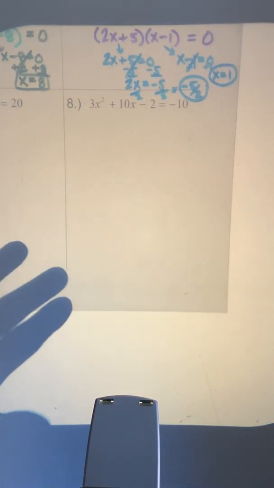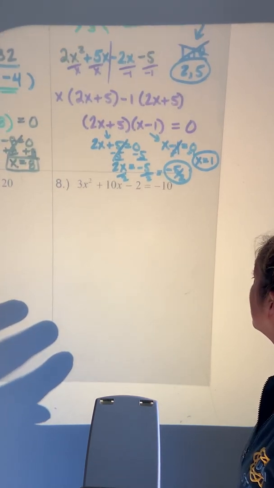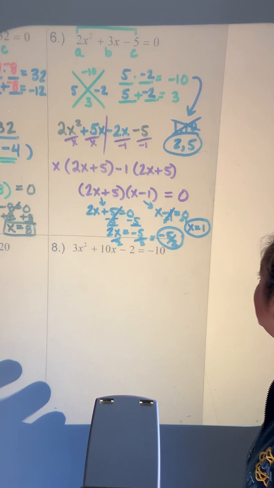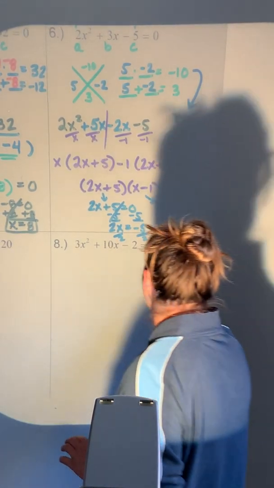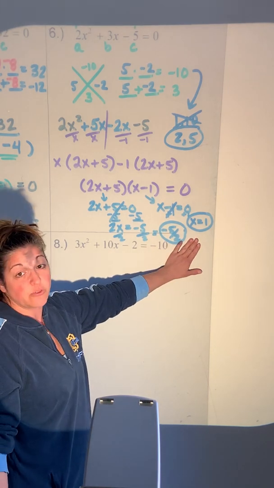I apologize for taking up too much room there. So our final answer is here for number 6. Right here, the negative 5 over 2, or negative 2.5, and positive 1.